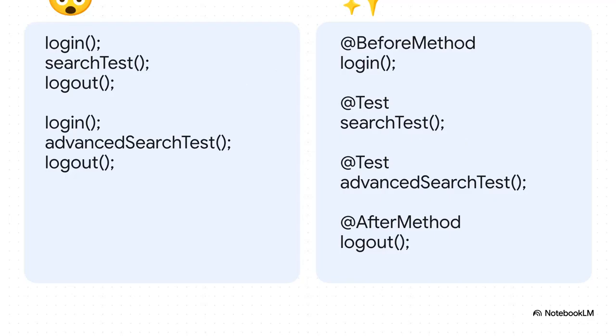So take a look at the before on the left. This probably looks familiar, right? For every single test, like search test and advanced search test, we have to manually call login, and then we have to manually call logout. It's so repetitive. But now, look at the after on the right. Wow, so much cleaner. We've defined our login and logout just once, using these special labels.